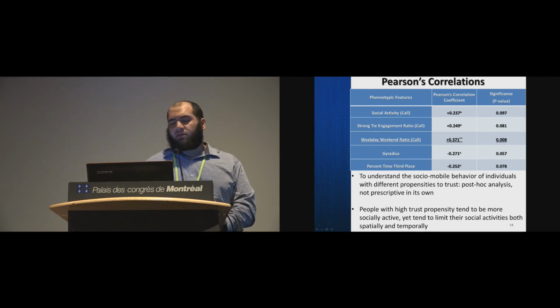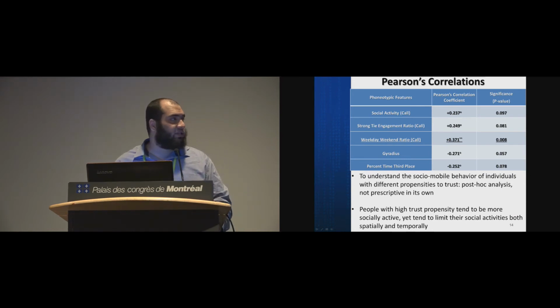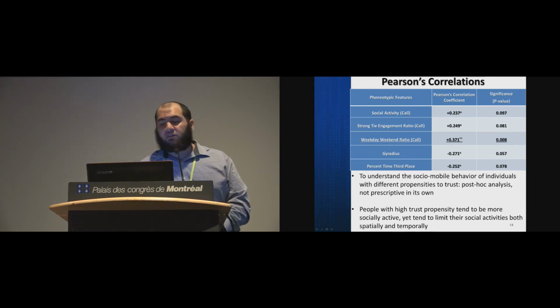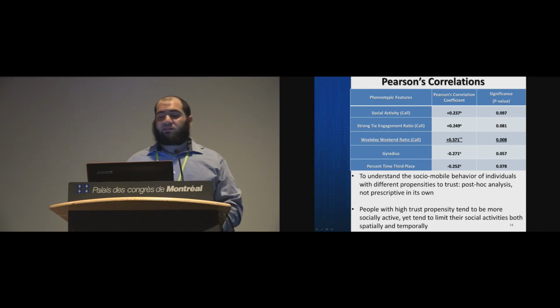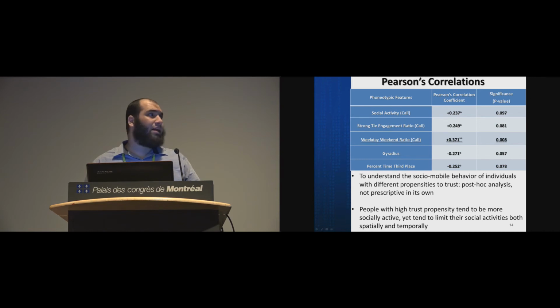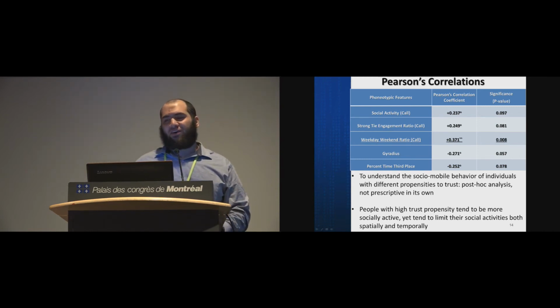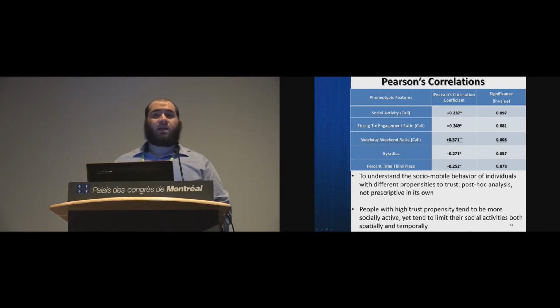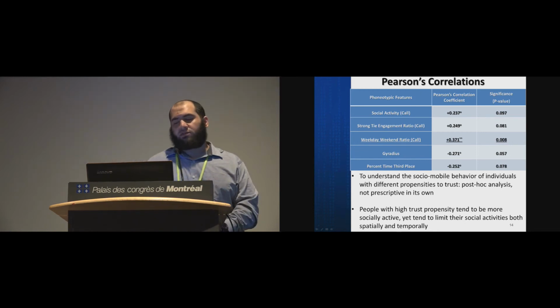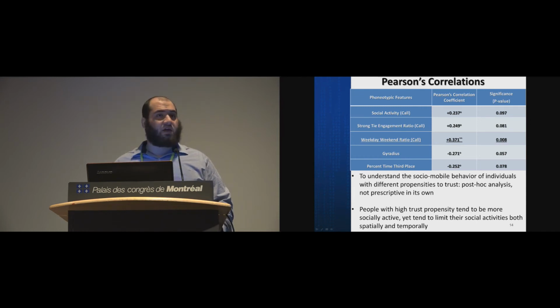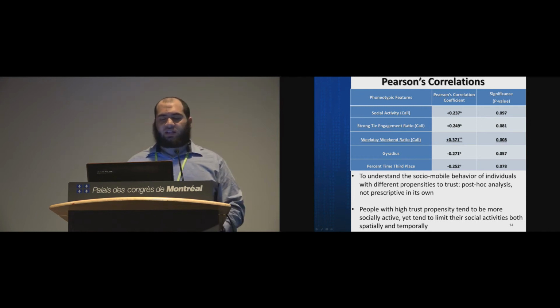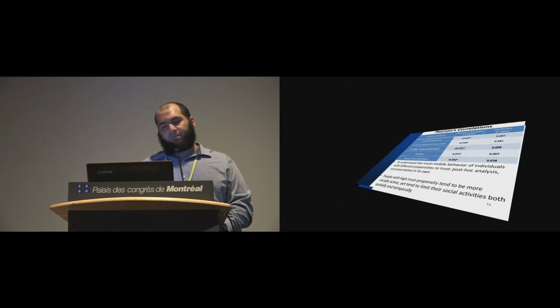and here we are trying to understand the social mobile behavior of individuals in our study with different propensities to trust. So this analysis is a post hoc analysis. It's not a prospective analysis in its own. And I can't again go, unfortunately, over the whole entire details, but what I can tell you in summary, and you can go for details to the paper, is that people with high trust propensity tend to be more socially active, yet they tend to limit their social activities both spatially and temporally.